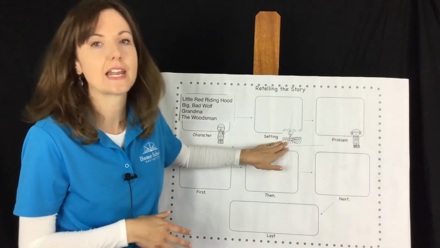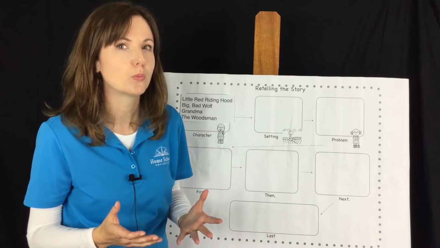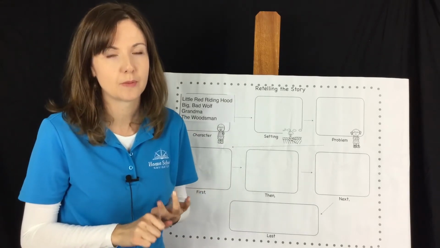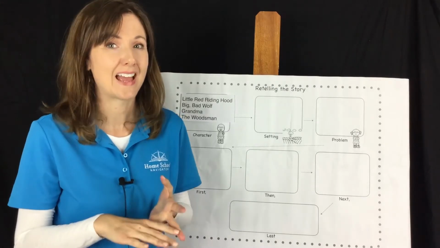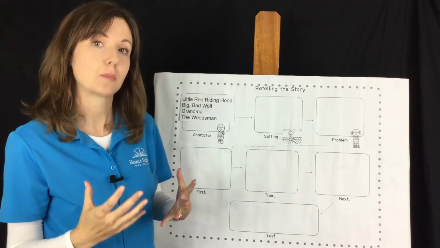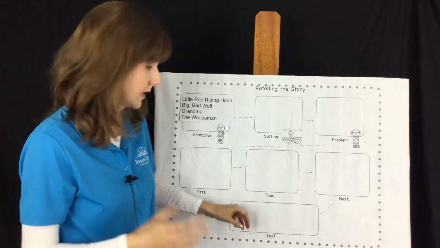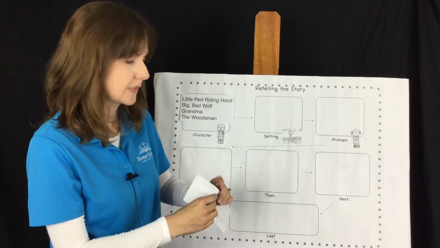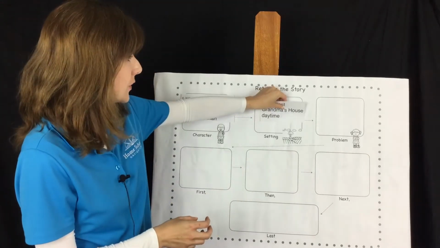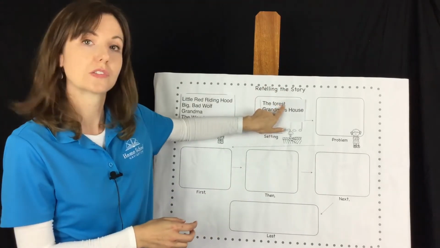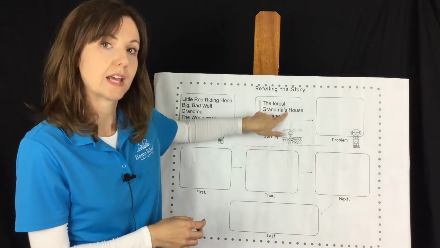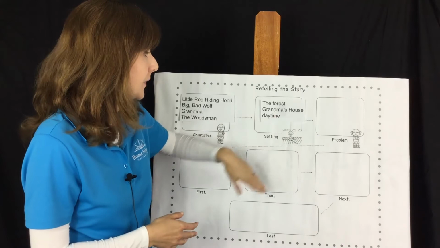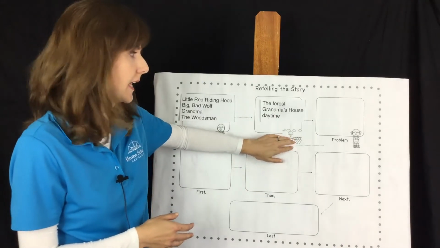Now I'm going to think about the setting. The setting of the story, if you will recall, is the where and the when of the story. So where it takes place and when. Is it taking place during a particular time of day or night? Okay, so let's think about the setting of Little Red Riding Hood. It takes place in a couple of different places. So we could say the setting would be the forest. It also takes place at Grandma's house, and it happens during the day, the daytime. So we could say that that would be our setting.